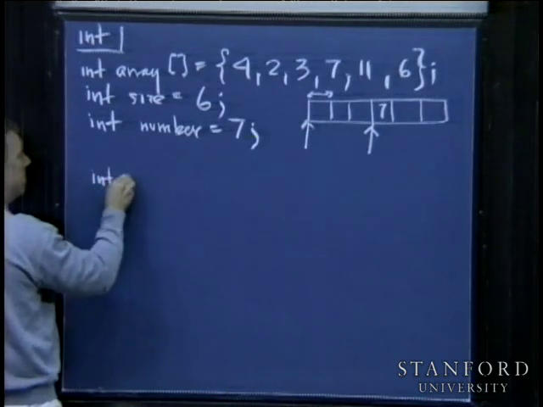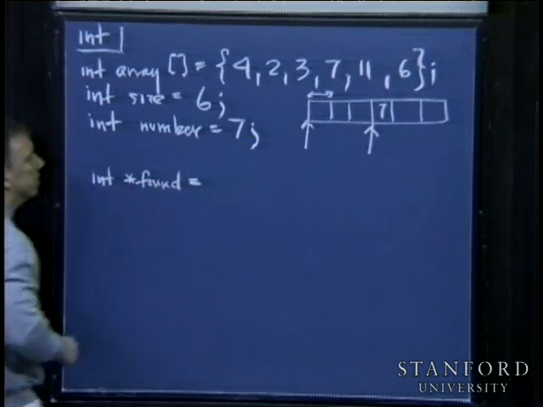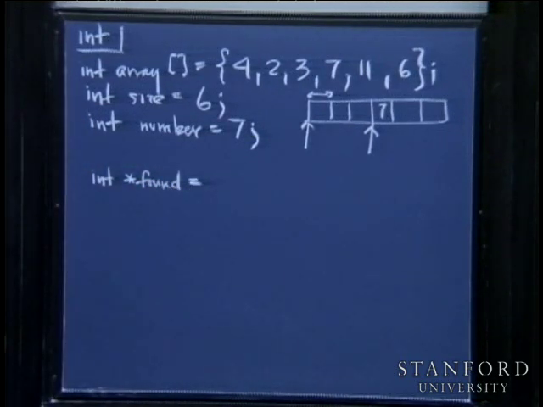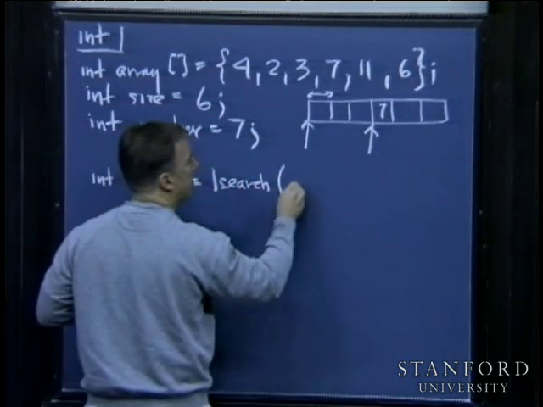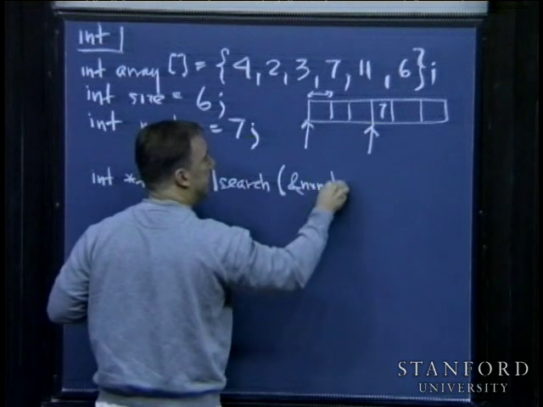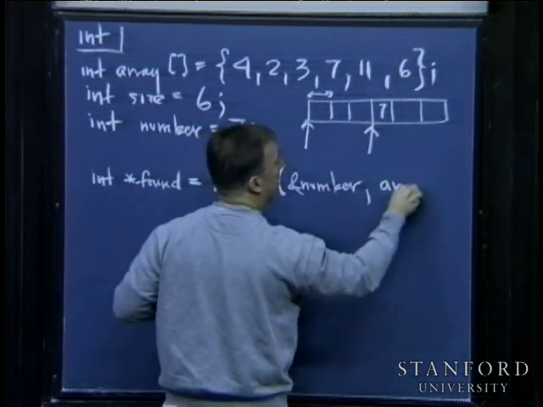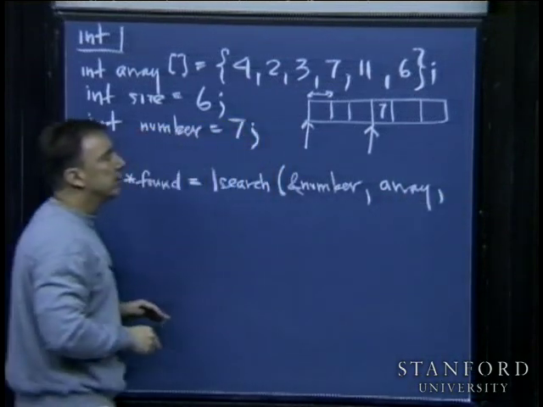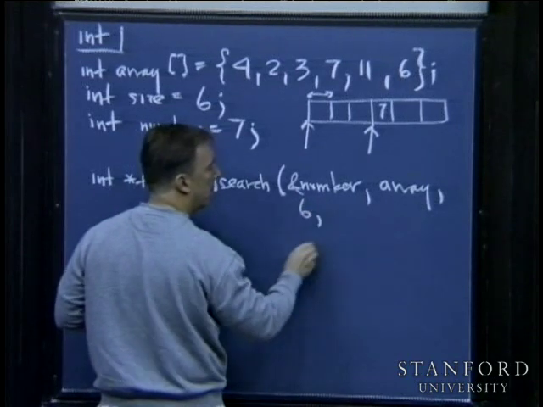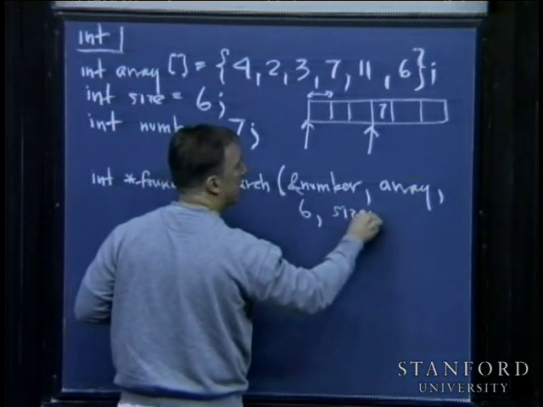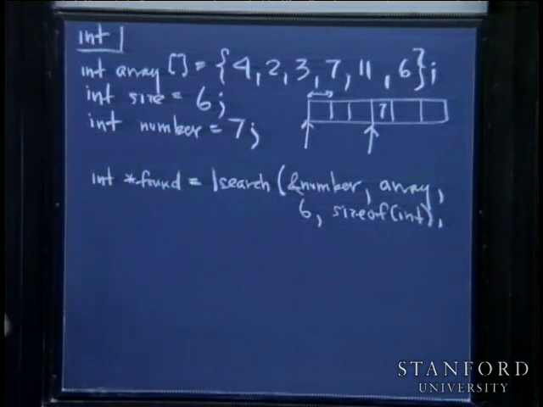Int star found is equal to, this is how I would call L-search. L-search, ampersand of number. Array. No ampersand is needed. There's an implicit ampersand because it's really ampersand of array of 0. Pass in 6. Pass in size of int. That at compile time evaluates to 4, at least in our world.